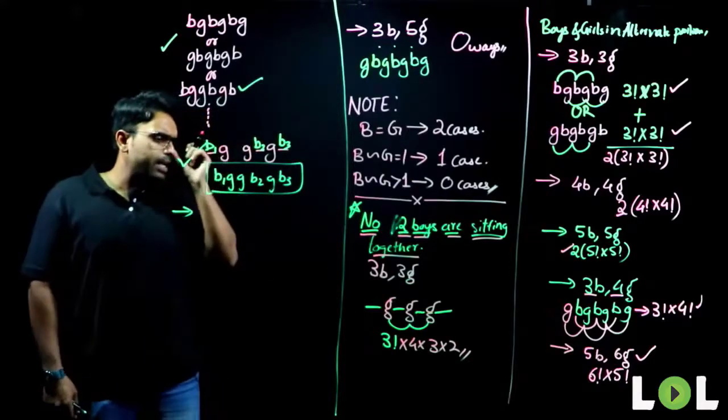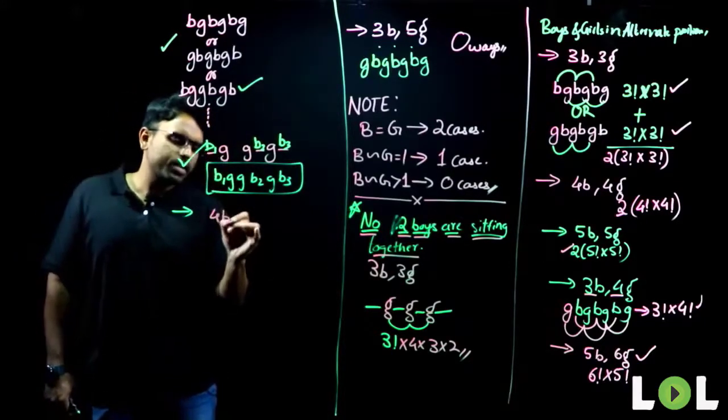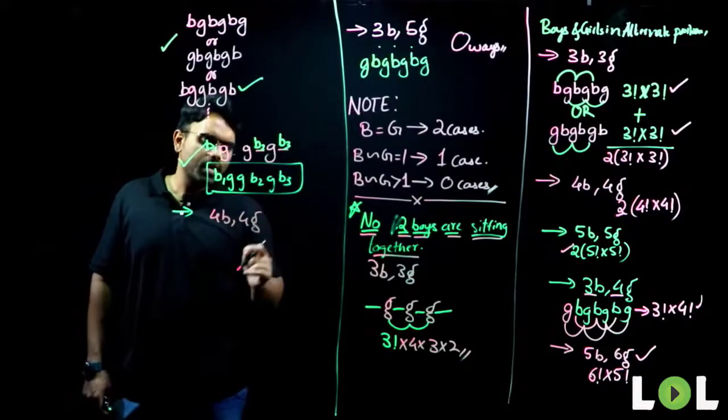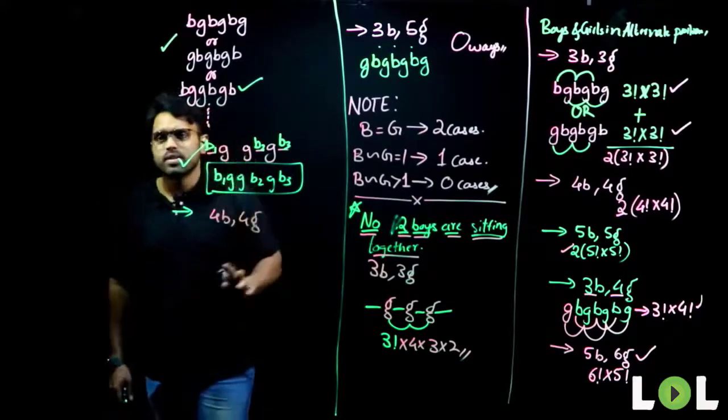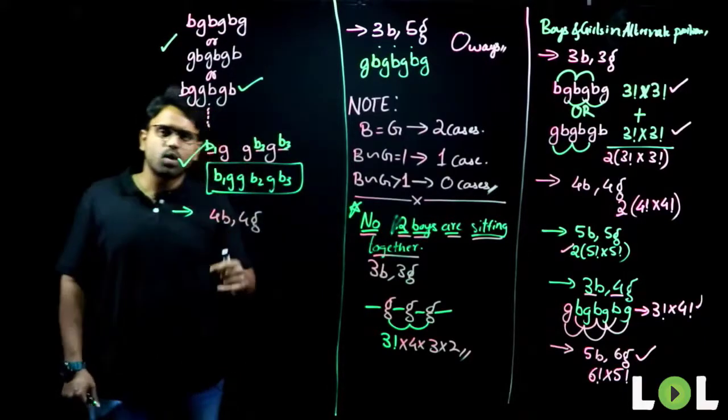It says something like this. Let's say there are 4 boys and 4 girls. In how many different ways can they be arranged such that no 2 boys are sitting together? What will you do now?